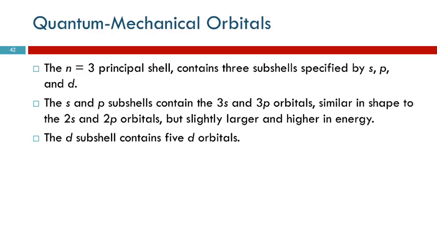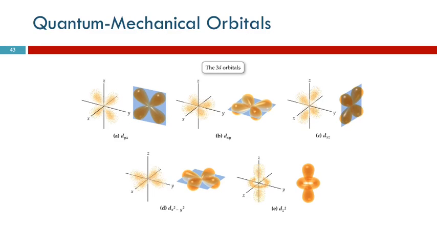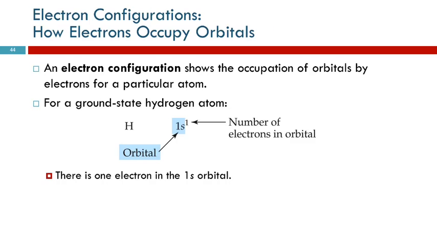So the third shell has 3 subshells, S, P, and D. And again, the 3S and the 3P, same shape, because the letter tells us the shape. Same shape, but they're larger and they're higher in energy. And then the D subshell has 5 orbitals, and that's what they look like. What? That's crazy. I will not make you draw those. You do not need to remember them. But there they are. They're weird. Okay?